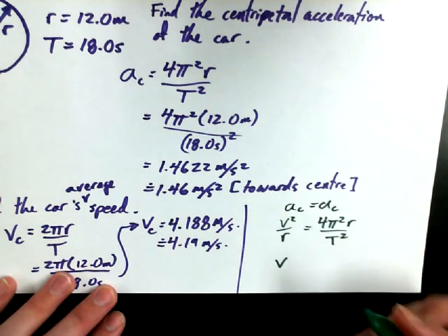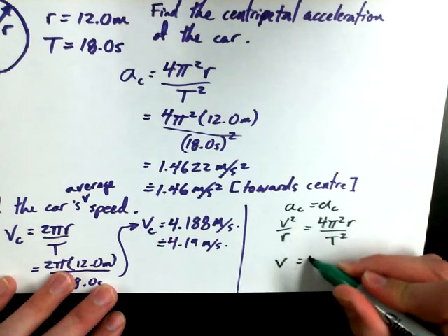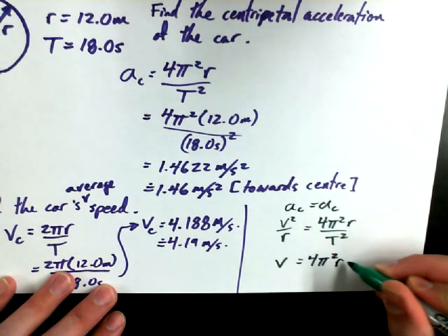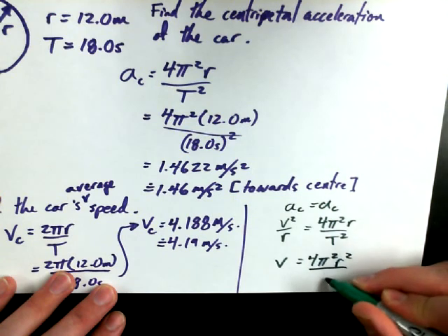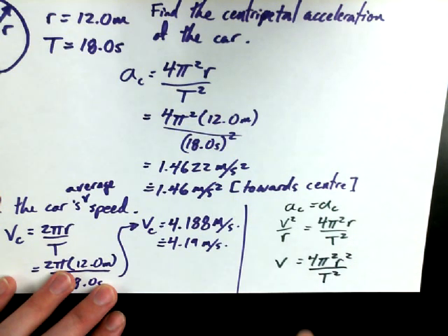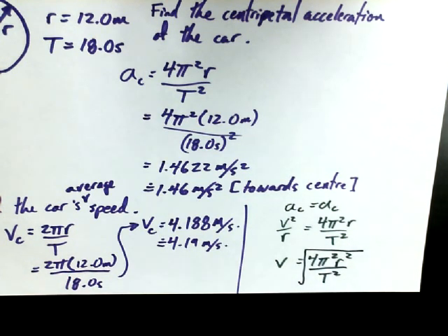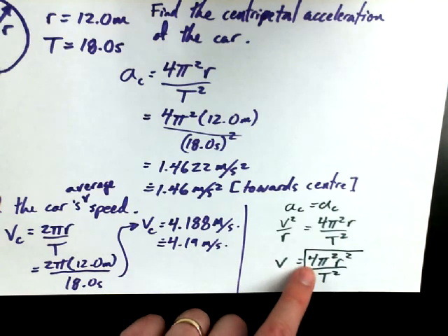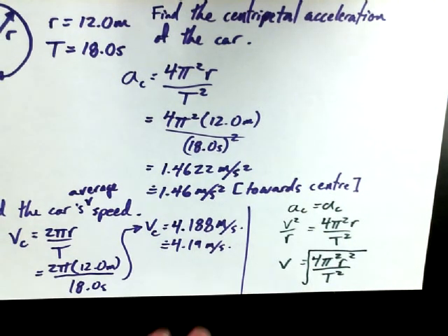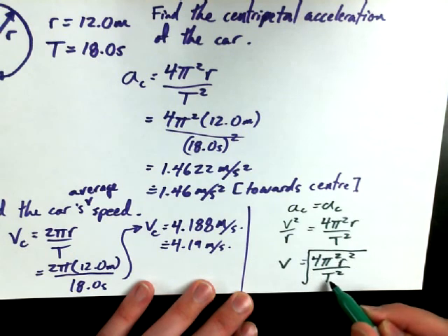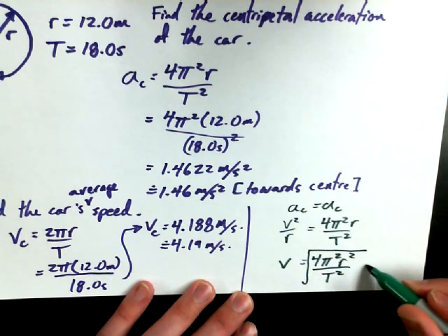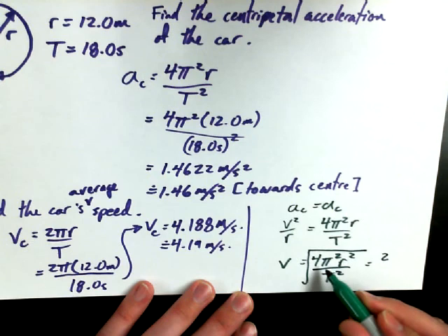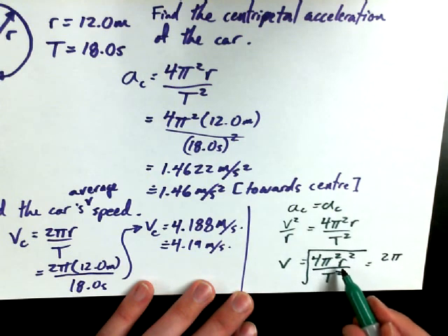So I've got my v squared. I'm going to take the r up to the other side, saying that 4 pi squared r squared over period squared. And since this is really v squared, I would square root both sides, and you get that. Now if I say that v is equal to the square root of 4 pi squared r squared over period squared, check out what happens. Each one of these guys is squared, isn't it? Couldn't I then square root the 4, square root the pi squared, square root the r, square root the period?